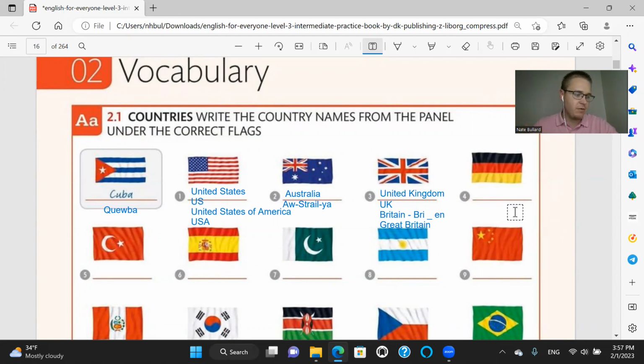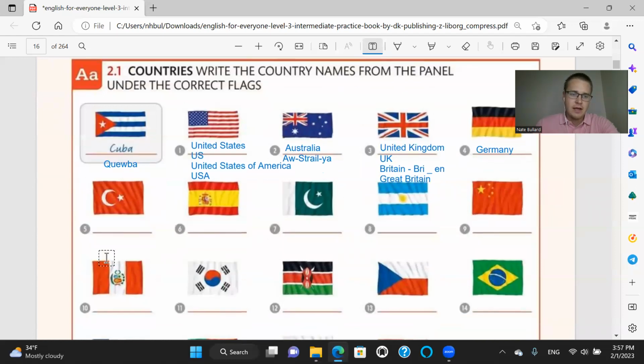Okay, this country, number 4. This is the country in español, Alemania. In English, Germany. Germany. Okay, number 5, this is the country of Turkey. Turkey, en inglés también significa pavo. Pavo. It's the food that we eat on Thanksgiving. Turkey. All right.